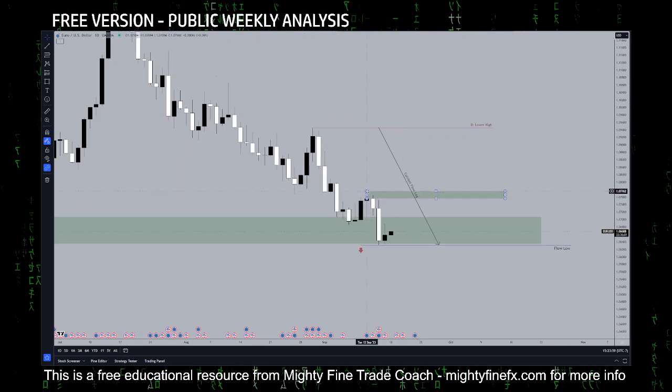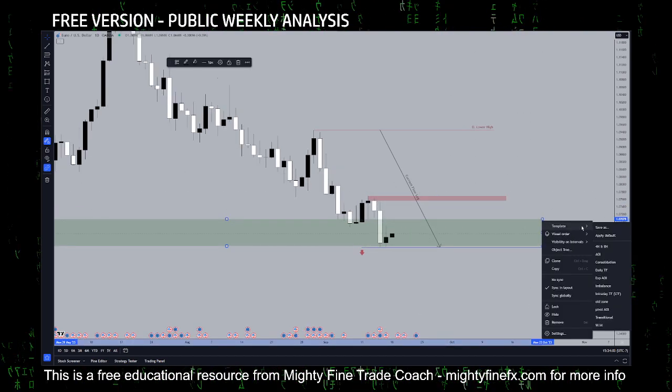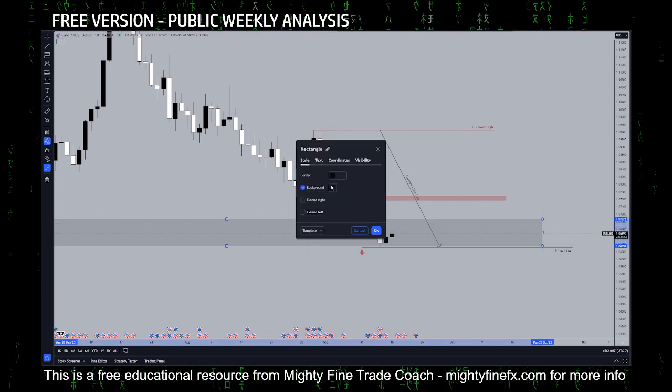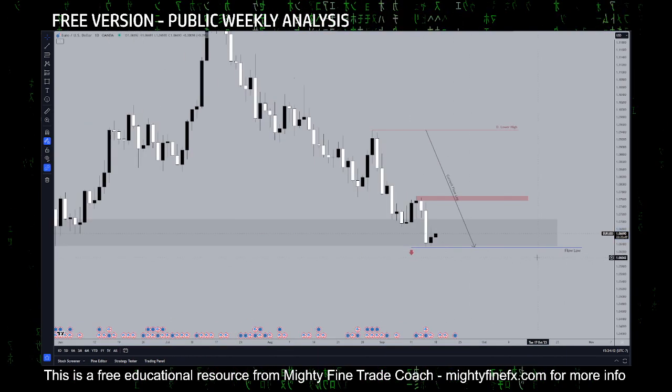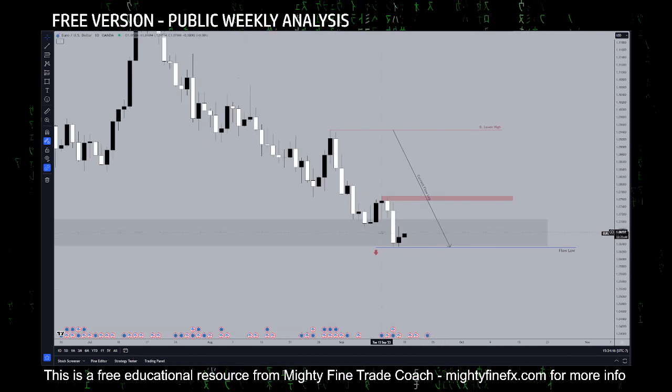This is our daily region. Boom. Let's make that gray to not confuse ourselves. And we'll drop that color down a little bit. Okay, so we're in an interesting little area. It's a major level of demand, but it looks like sellers are taking it over.